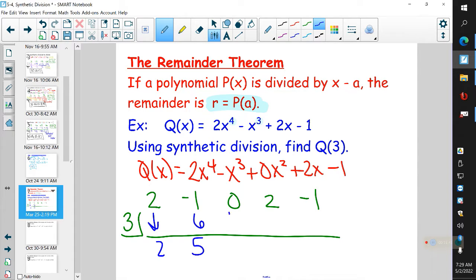Then I'm going to multiply on the diagonal. That gives me 15. I'm going to add straight down. That gives me 15. 15 times 3 is 45. Plus 2 is 47. And 47 times 3 is 141. Add a negative 1 to that, and I'm going to get 140.